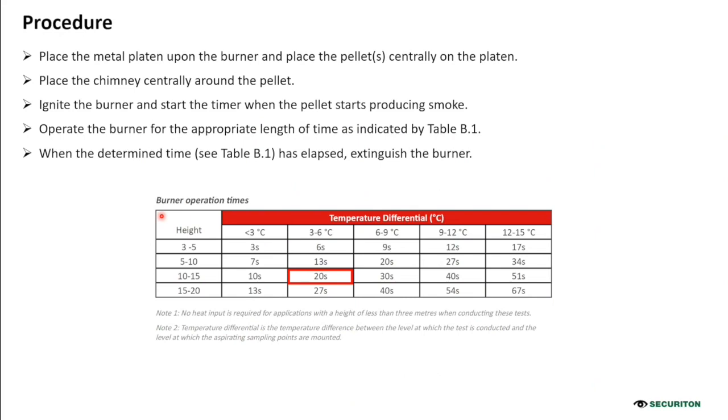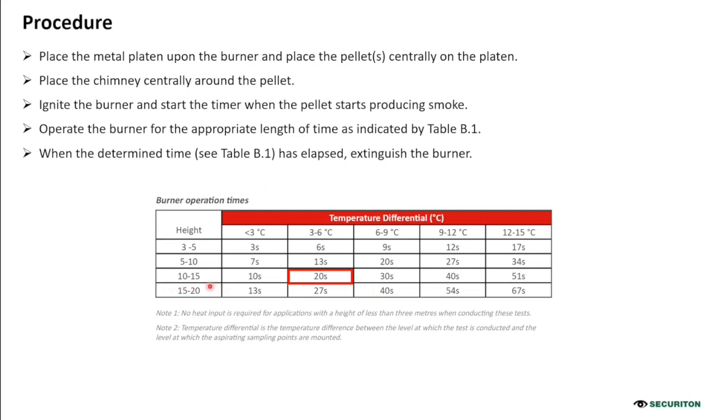So this is the procedure for these tests. We need to place the metal plate up on the heater, and then we need to put the pellet inside. Then on the top, we place the chimney centrally around the pellet. Then we start the heater, and we wait until the pellets start producing smoke. And then we need to leave the heater on for the seconds that are indicated in this other chart.